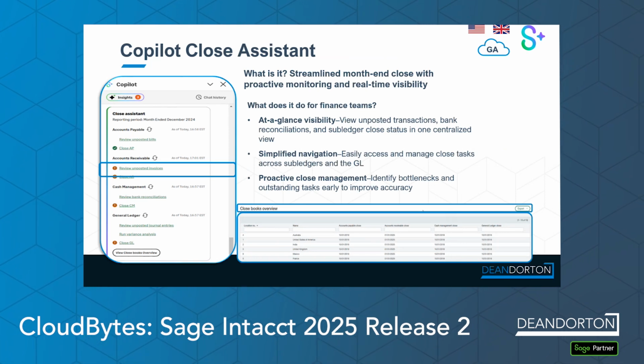But anyway, the Copilot Close Assistant is a streamlined month-end close with proactive monitoring and real-time visibility. Exactly what it says right there. So in other words, the AI intelligence, the machine learning, the Sage Copilot inside of your Intacct instance, as of this release, has the ability to monitor the things you want it to monitor within your environment, so that you can look at the Copilot at any point and ascertain where you're off, what things need to be addressed.